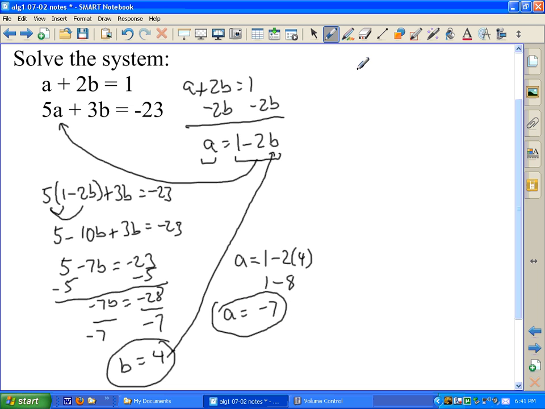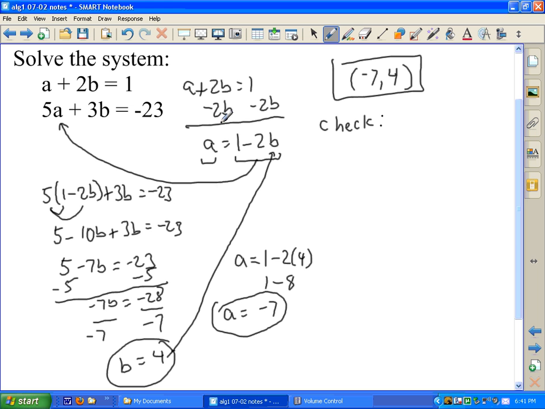We will usually write our answer as an ordered pair in alphabetical order, so a comes before b, and that would be the solution to our system. Now we should check this, so here's your check step, and when you do the check step, don't forget to plug your a and your b back in for both equations, because it has to make both equations true at the same time.